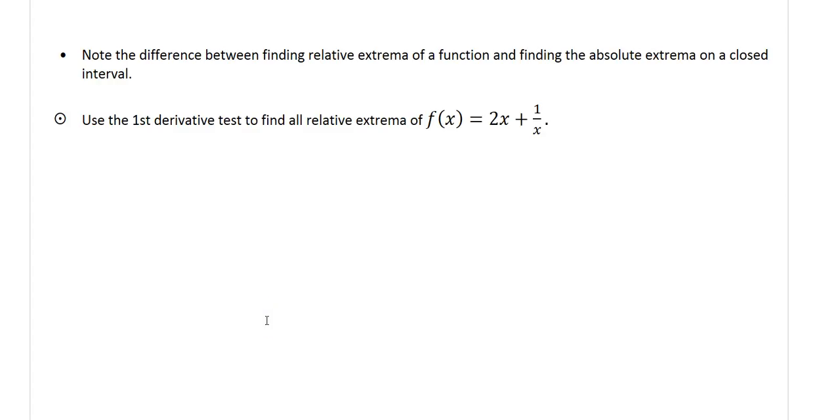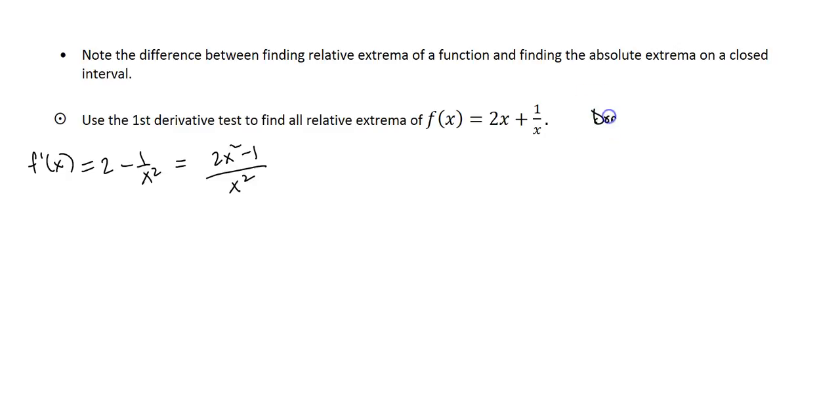Now, the last thing I want to point out is the difference between finding the relative extrema of a function and finding the absolute extrema on a closed interval like we did in 3.1. So if it says to find all relative extrema, you want to go through the new process here. So f prime of x would be 2 minus 1 over x squared, which would be 2x squared minus 1 over x squared.